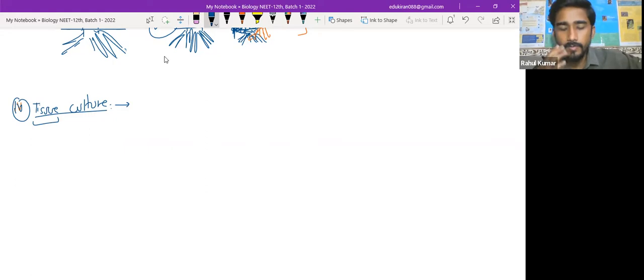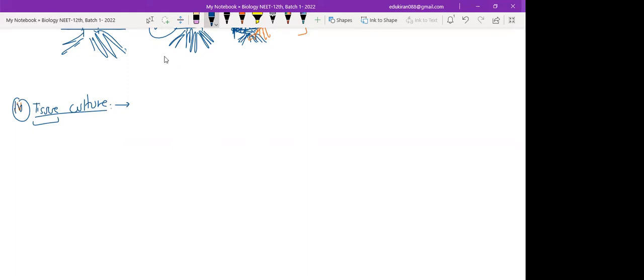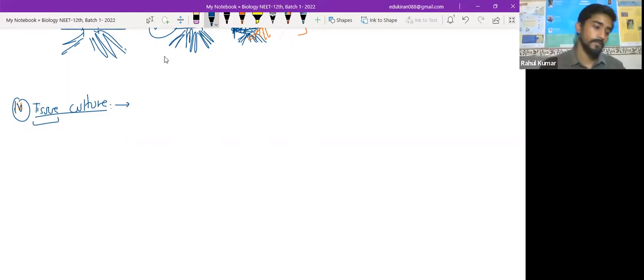What did you write, Atif? Can you please repeat? In this process, plant tissues from different parts are cultured in laboratory to develop new plants. So if we think about tissue culture, doesn't it look like fragmentation and regeneration? Let's first complete the definition: cultured in laboratory to develop new plants.